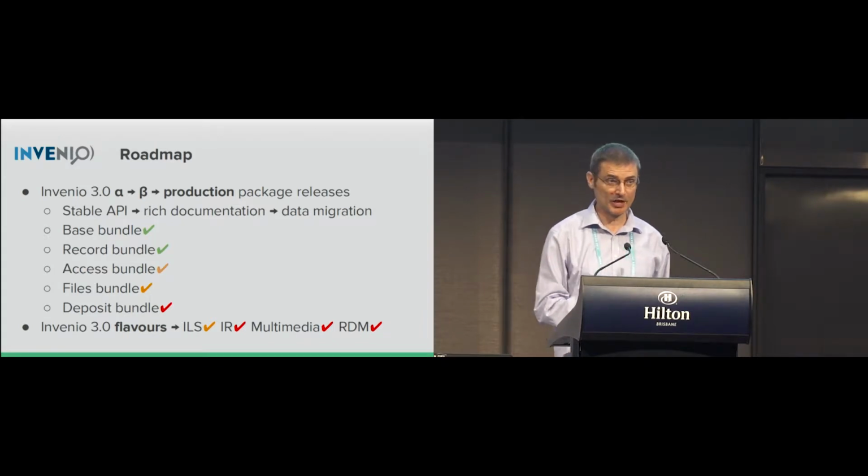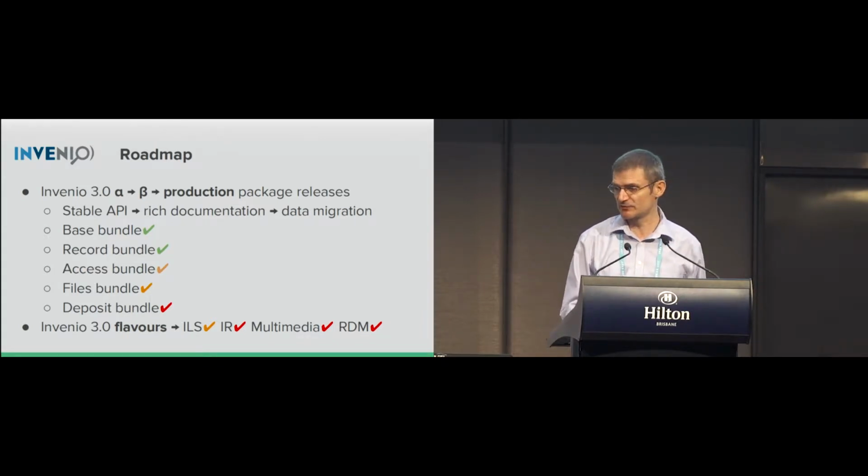What we are doing right now, and what will be our plans in the next few months, is to finalize the package release from alpha through beta up to production. It means basically stabilizing our APIs, providing richer documentation, and providing data migration support for the packages. So now that Invenio 3 has been in production for several months at CERN for several use cases, we have seen what works less well, and we are amending the APIs and providing rich documentation for outside usage.